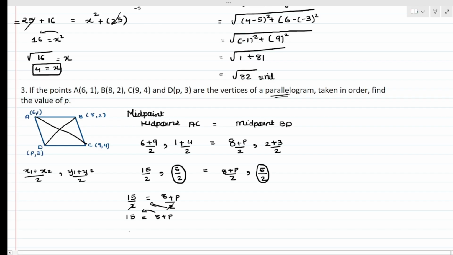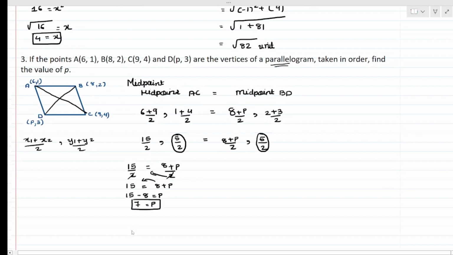Now change the side of A. That means it becomes 15 minus 8 is equal to P. Now subtract 15 minus 8. You will get your answer as 7. So your answer is 7 is equal to P. This way you are done with your question which is asked over here.